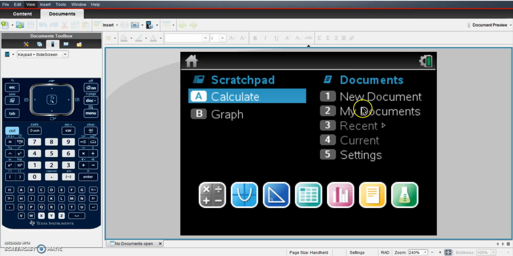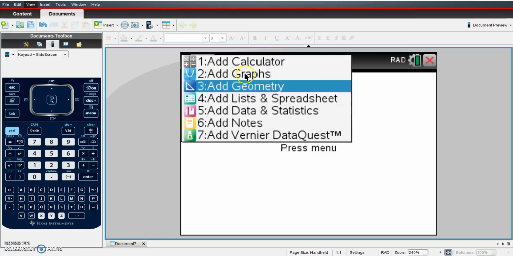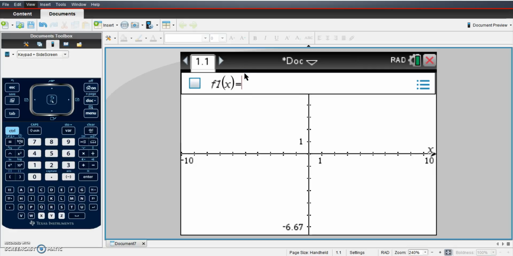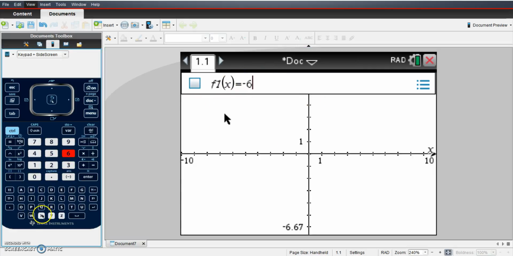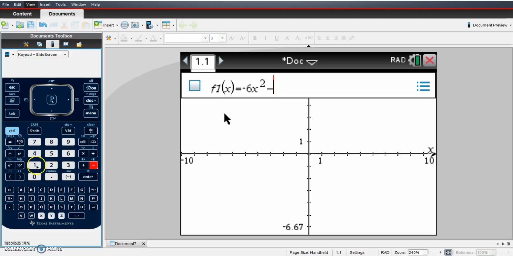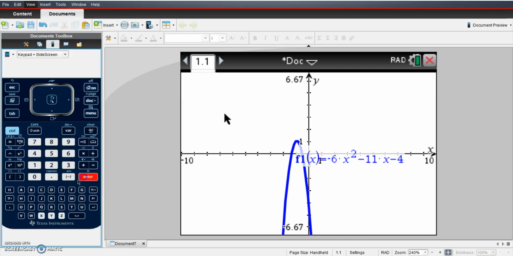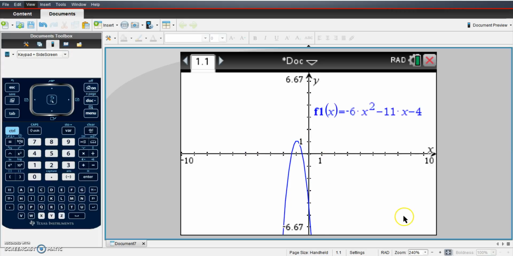Since we're going to be using the graphing portion, we're going to hit New Document, Add Graphs. And here we're going to type in that equation. So negative 6x squared minus 11x minus 4, and we're going to hit enter. Then I get my graph and it looks like it's pointing down.